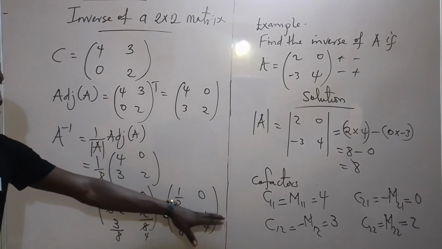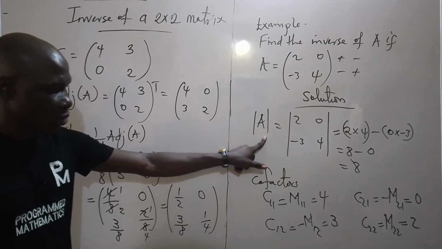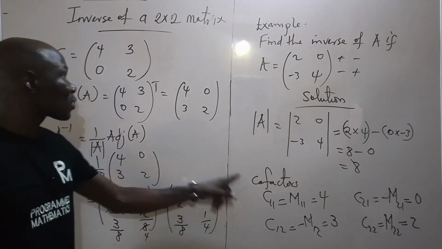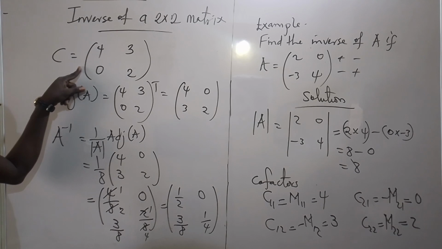Now, following the steps: first, the determinant, then the cofactors. From the cofactors, we got the cofactor matrix.